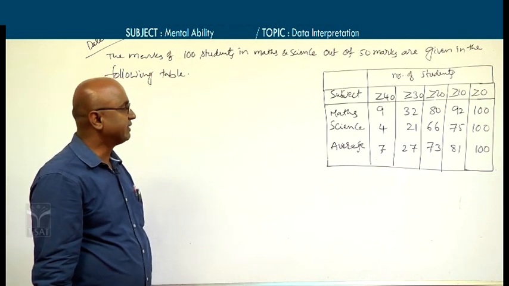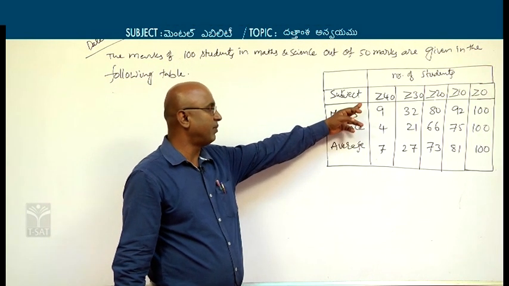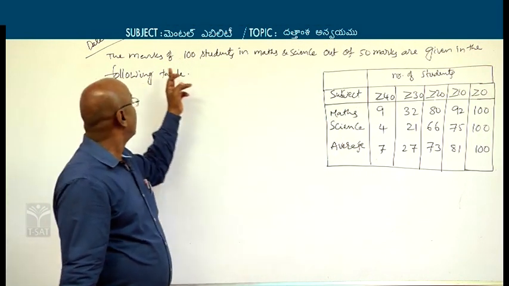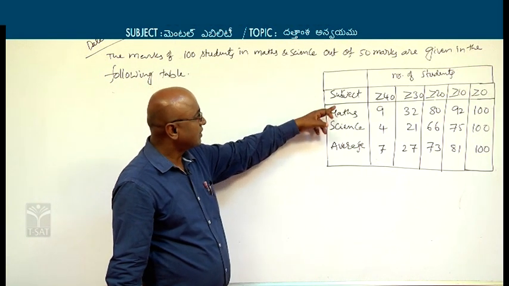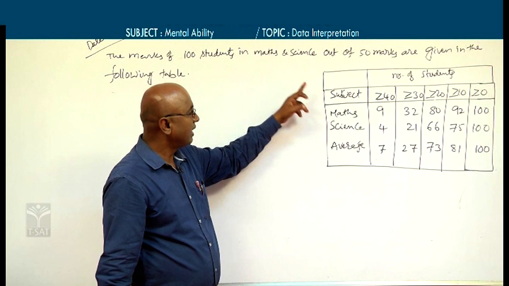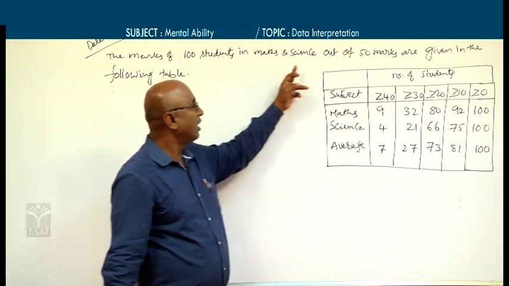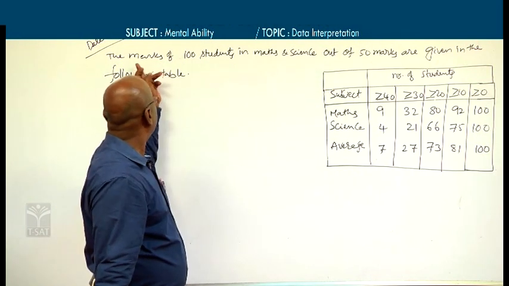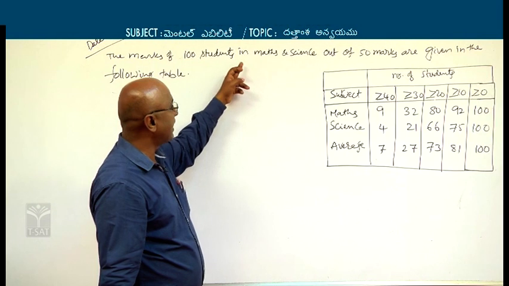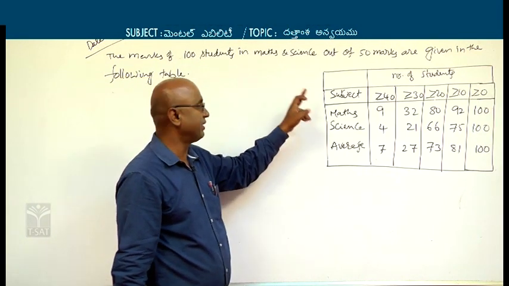The data is given like this: subject, number of students and the maximum marks given. So the marks of 100 students in maths and science, number of students are 100, and in maths and science the marks are also given. And the exam is conducted for 50 marks. So the marks of 100 students in maths and science out of 50 marks are given in the following table.